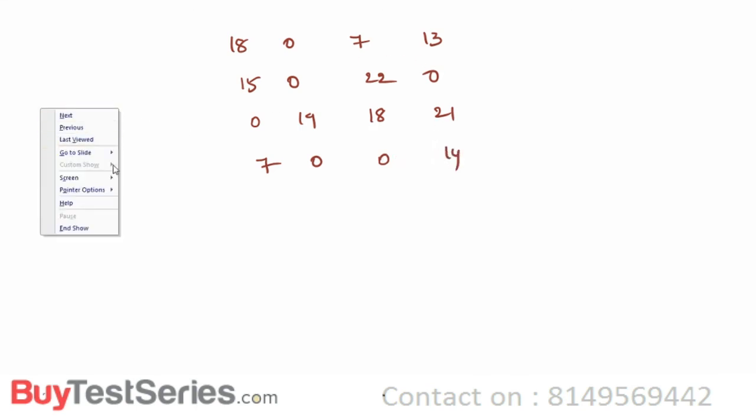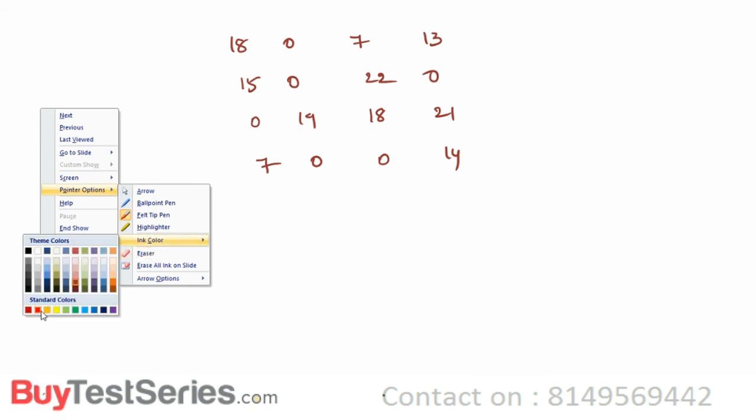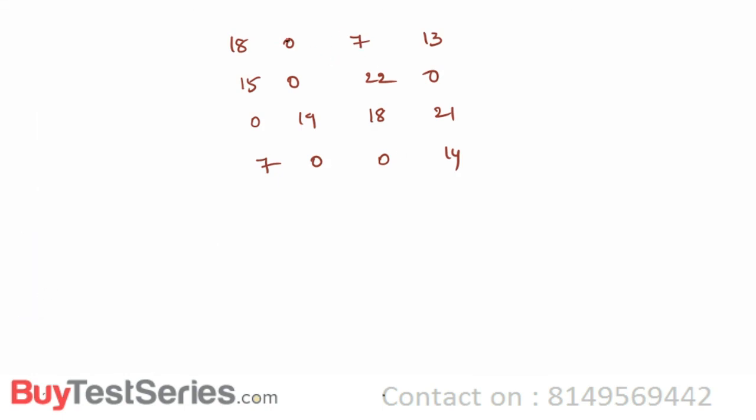So we'll be repeating the same step over here. 18, 0, 7, 13, 15, 0, 22, 0, 0, 19, 18, 21, 7, 0, 0, 14. This was our earlier matrix, right? Now, remember the rules which I've told you. When it comes to assignment step, I told you to select that row or that column which has got one single zero. When it comes to covering zeros with minimum number of lines, I told you to select that row or that column which has got maximum number of zeros. Here it is exactly opposite. Select that row or that column which has got one single zero.